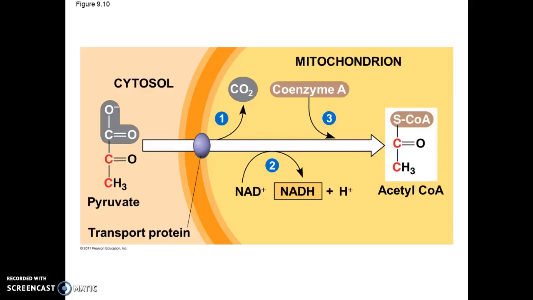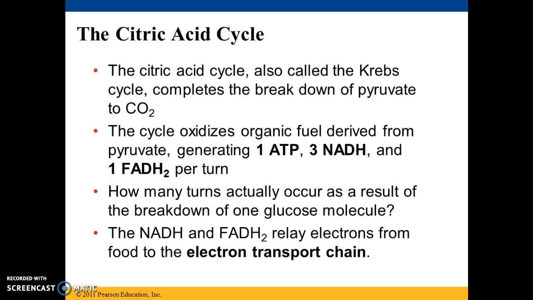Once pyruvate has been converted into acetyl-CoA, acetyl-CoA can enter the citric acid cycle, or the Krebs cycle. And as it moves through this cycle, for each molecule of pyruvate, we'll see 1 ATP, 3 NADHs, and 1 FADH2. If we started with a glucose molecule, though, remember glucose was actually split into 2 pyruvates. So for every 1 glucose, we'll see 2 turns of the citric acid cycle.